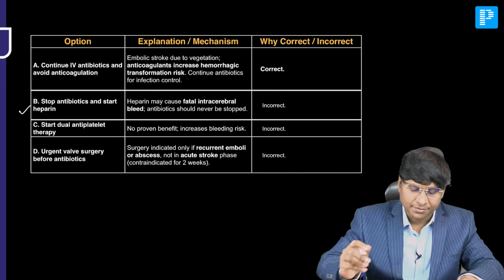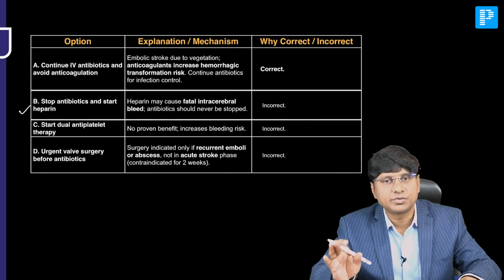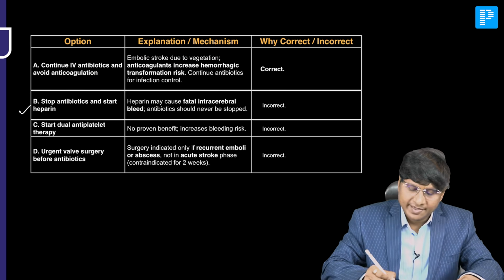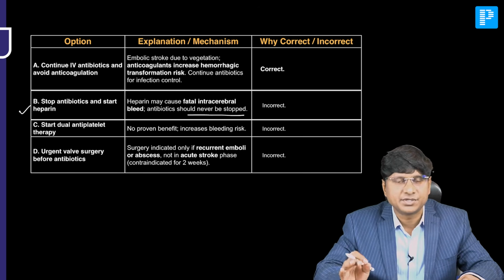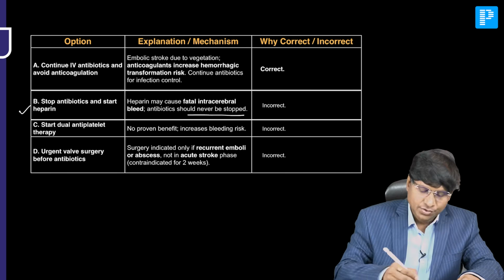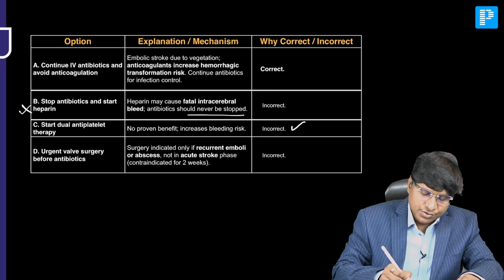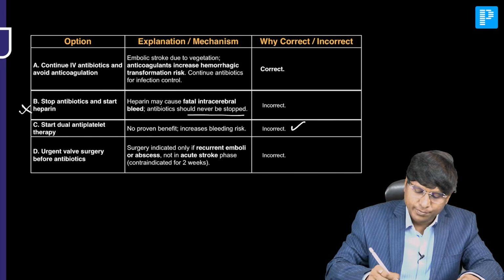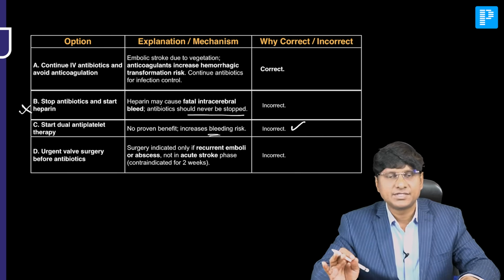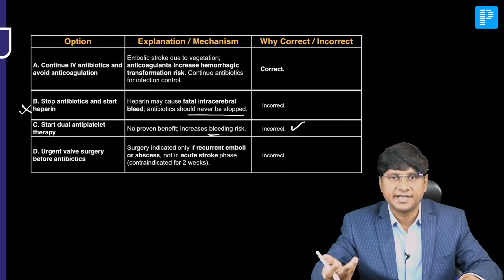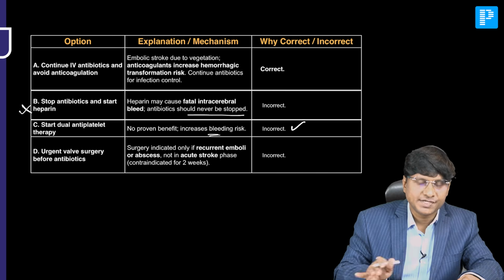You take the second option, stop antibiotics and start heparin. So please remember, heparin may cause fatal increased bleeding and antibiotics should never be stopped in a patient with infective endocarditis. So the second option is wrong. The third option is also incorrect: start dual antiplatelet therapy. There is no proven benefit, and by starting dual antiplatelet therapy, there is increased bleeding risk. That is the reason why option C is incorrect.